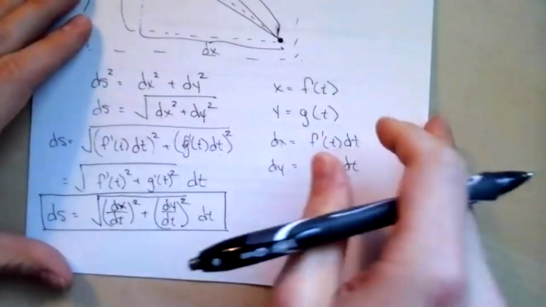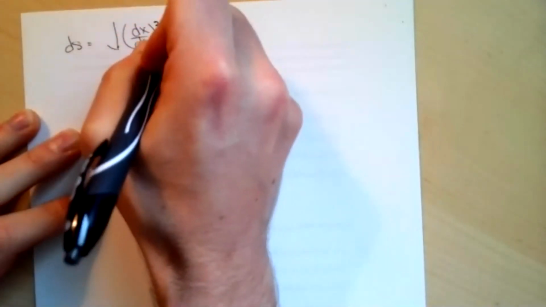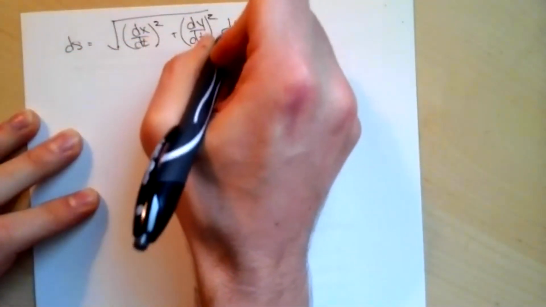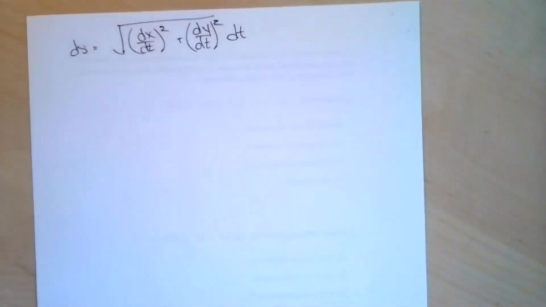So, for example, let's rewrite that equation first. So our arc length is the integral of the square root of dx dt squared plus dy dt squared. Square them both, add them up, take the square root, and then integrate with respect to time.